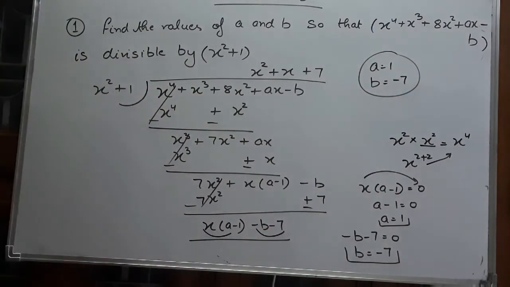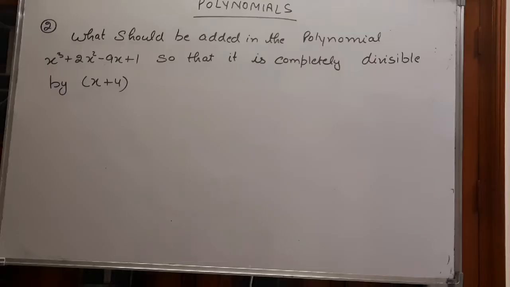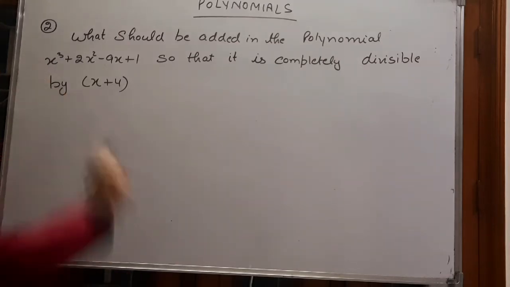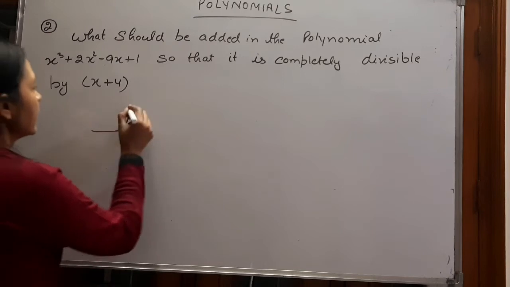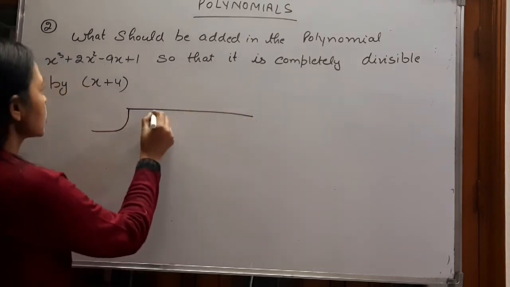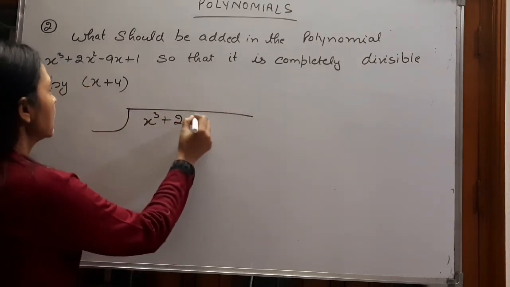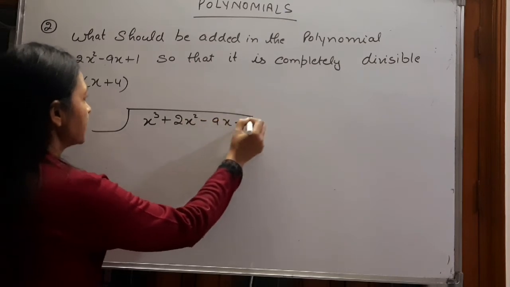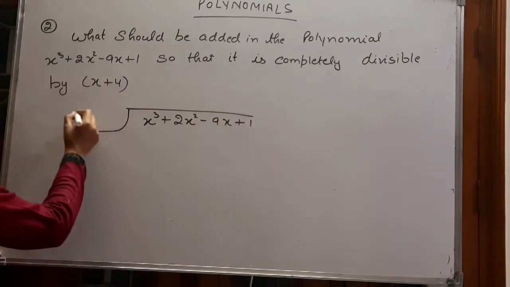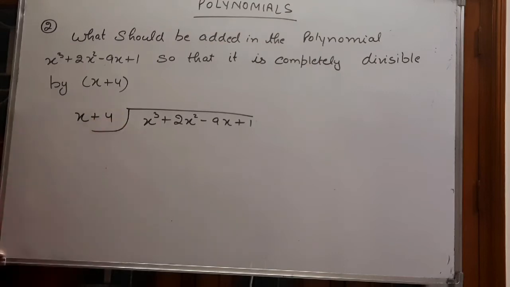This is our answer. What should be added to the polynomial so that it is completely divisible by another polynomial? We have a polynomial x cube plus 2x square minus 9x plus 1. It is completely divisible by polynomial x plus 4. It means the remainder in this case will be 0.